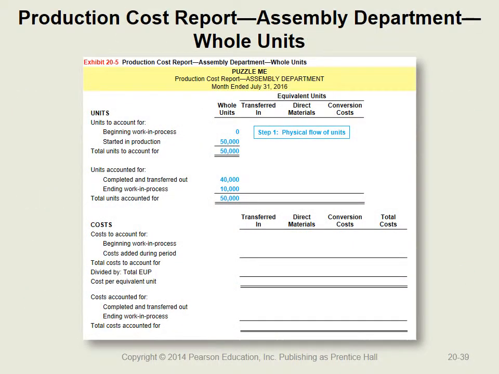Exhibit 20-5 shows how units to account for and units accounted for appear on the production cost report. Step 1 completes the units section of the report.